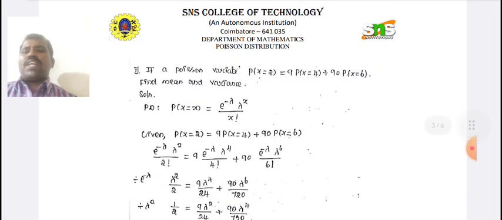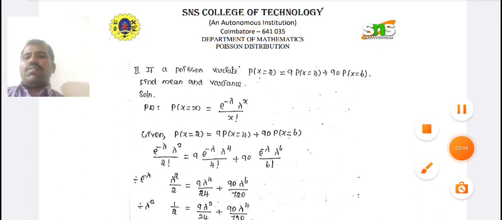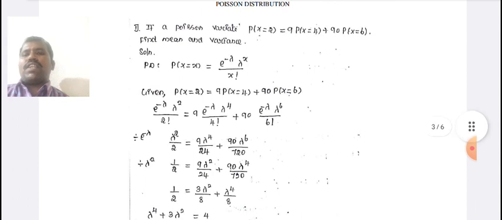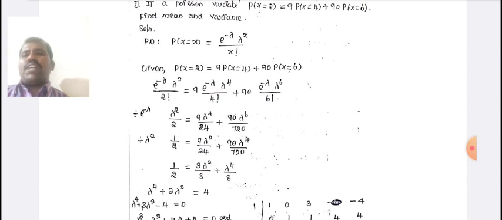Next one, if the Poisson variate satisfies P of x equal to 2 equal to 9 into P of x equal to 4 plus 90 into P of x equal to 6, find mean and variance. Solution: mean and variance of the given Poisson variate. Poisson distribution P of x equal to e power minus lambda into lambda power x divided by x factorial. Given P of x equal to 2, substitute the value of x. First one value is 2, second one value is 4, next 90 into third one value is 6.